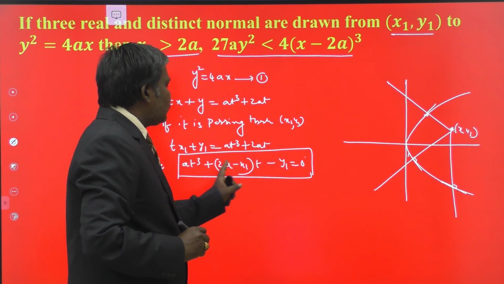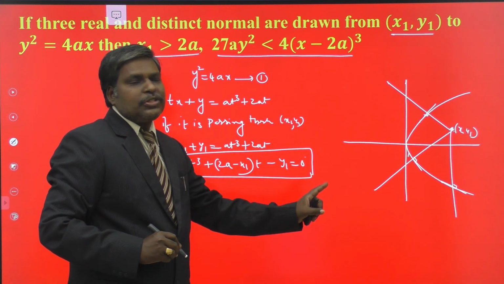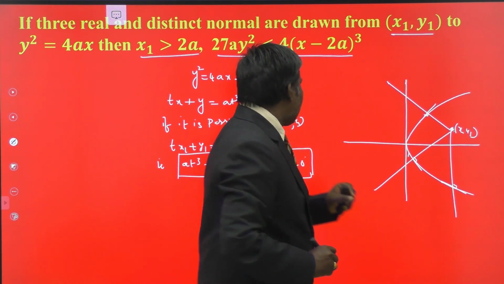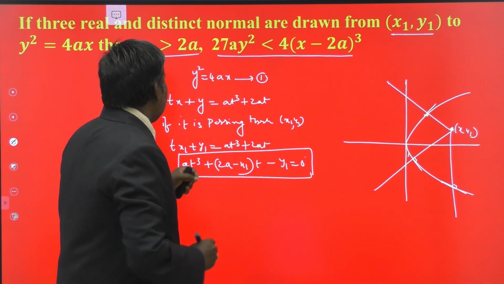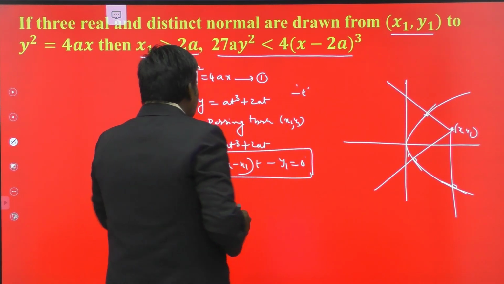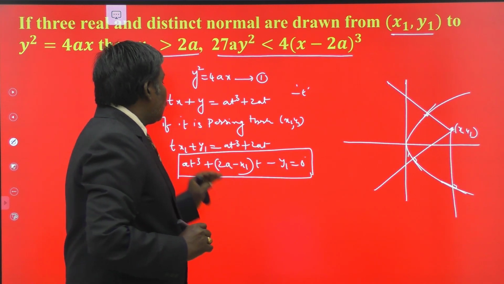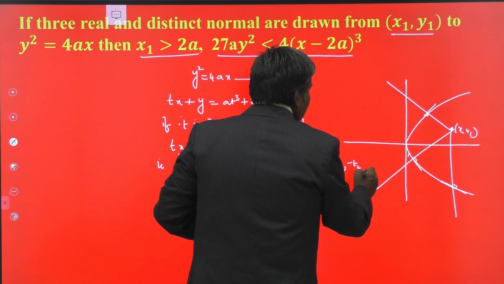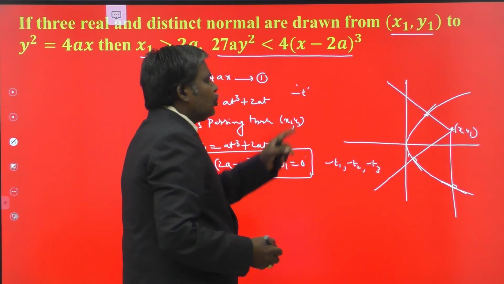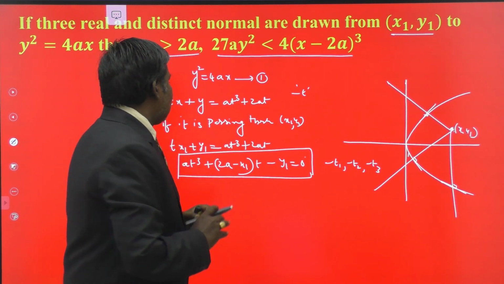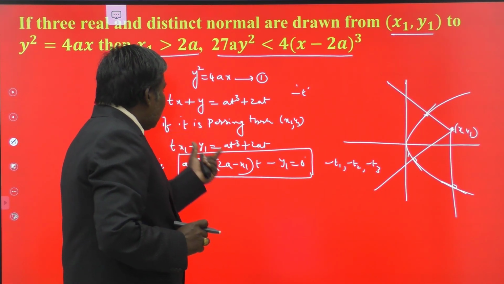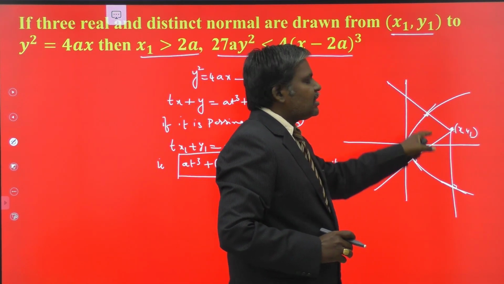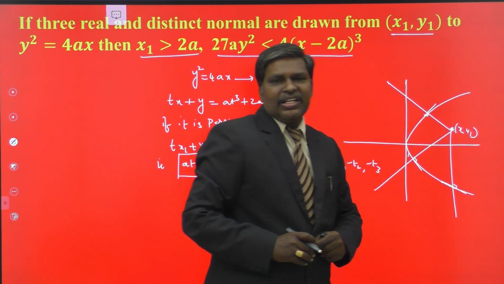Then immediately −t1, −t2, −t3 are the slopes of the normals to this parabola through the point (x1, y1), because the slope of the normal at the point (at², 2at) is −t. That is why t1, t2, t3 are the roots of this equation. Then −t1, −t2, −t3 are the slopes of the normals to the parabola through my point (x1, y1). If these three roots are real and distinct, then we obtain three real and distinct normals to the parabola through my point (x1, y1).